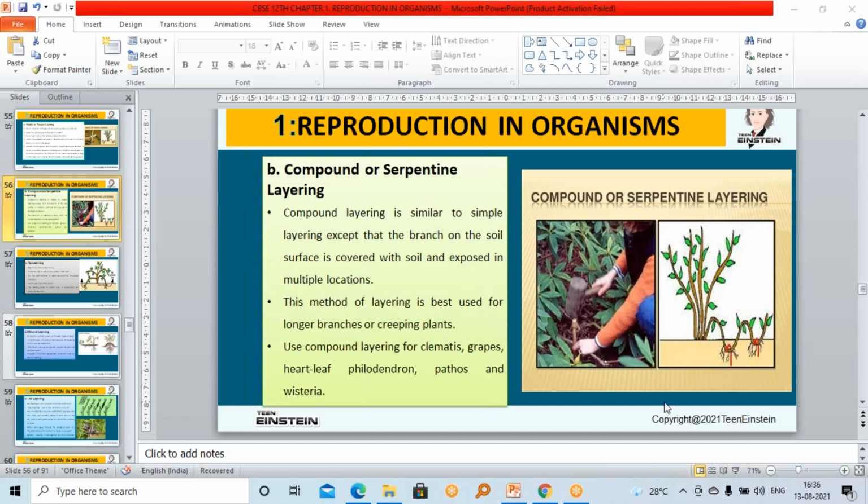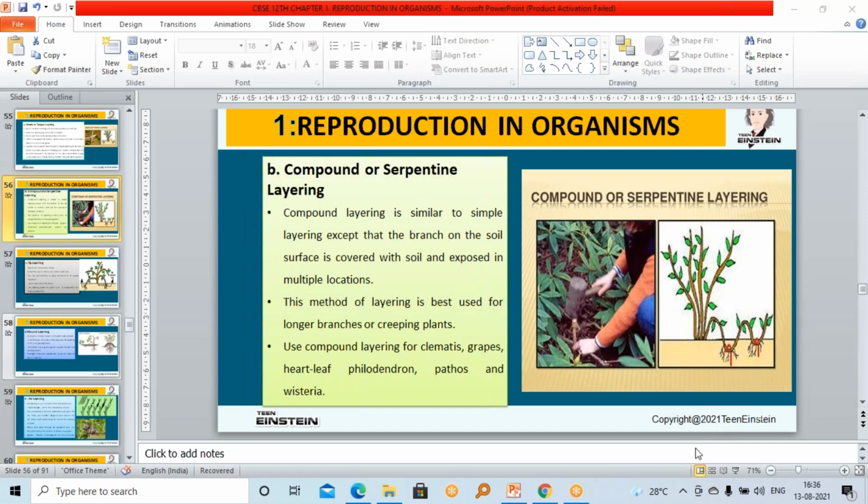The branch we can bend many times, and at each bending we are covering that bending with soil. So under each covering, root formation will happen or rooting will start. And from the same branch we can produce multiple plantlets. And we are using this for creepers or plants with longer branches.